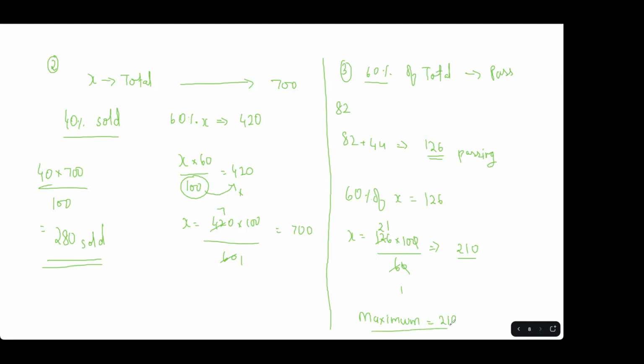210. Yes, Amol. Sir, can you explain the part of how you got the passing marks? When you got 82 marks and you failed by 44 marks, correct? So the passing marks, sir, how much will it be? 82 plus 44. Okay, sir.